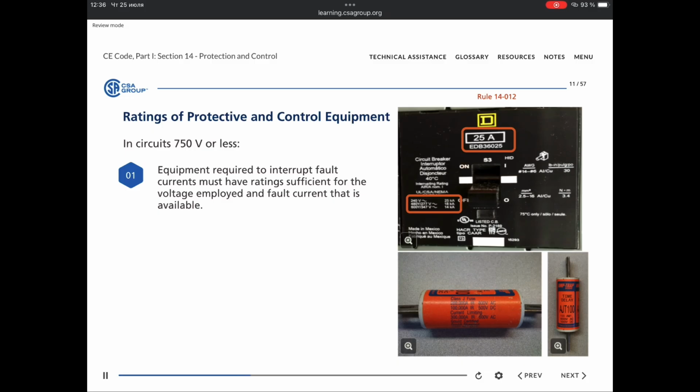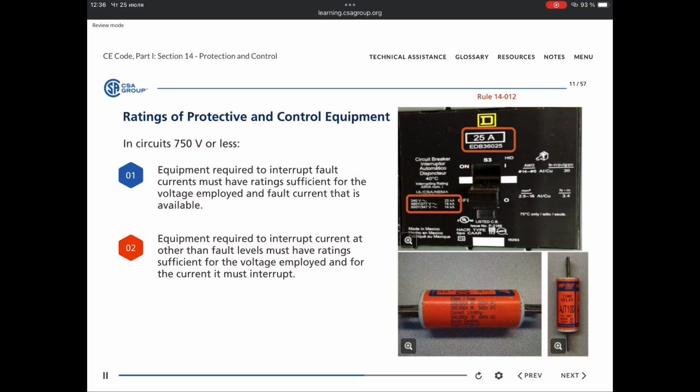Also, as seen in the picture, it should be noted that equipment such as breakers with multiple voltage ratings may not have the same interrupting rating for each voltage listed, 18,000 amperes at 480 volts compared to 14,000 amperes at 600 volts. Fuses are capable of interrupting their listed current at any voltage up to the voltage listed.